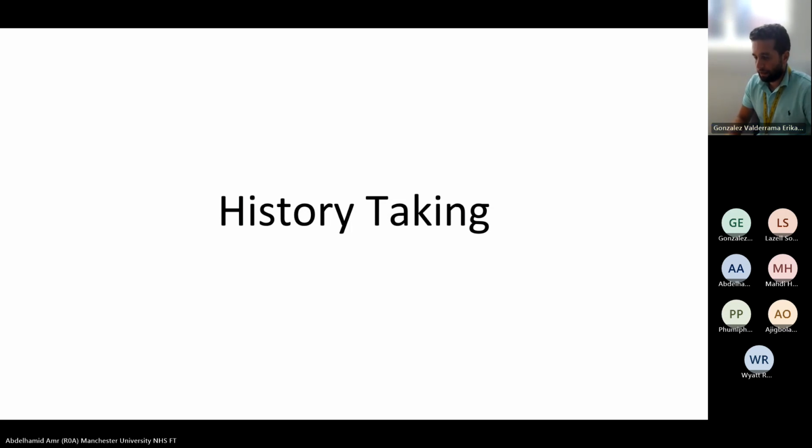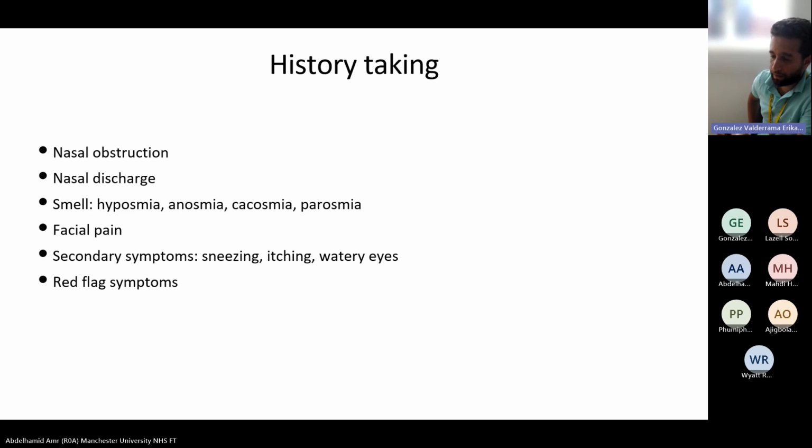So essentially we've covered nasal obstruction, nasal discharge, the smell problems, and facial pain. Lots of our patients coming to rhinology present with facial pain, and it could be facial pain or headaches. We need to know whether that could be of sinogenic origin, or a migraine, or different types of atypical facial pain. A very huge proportion of our patients come with rhinitis, and that can come with other secondary symptoms of allergies like sneezing, itching, watery eyes.